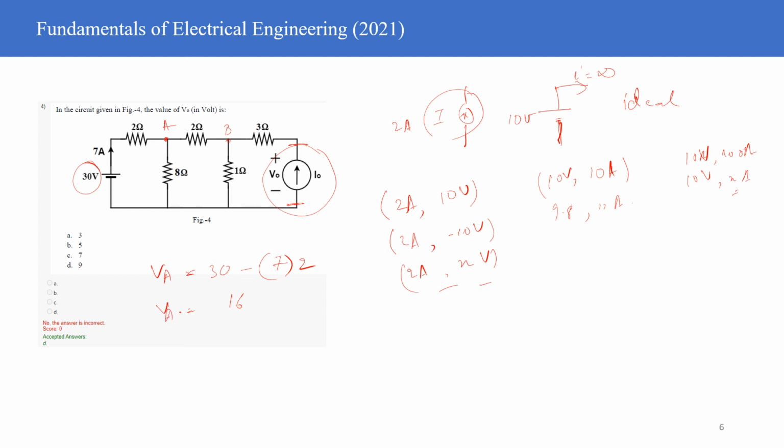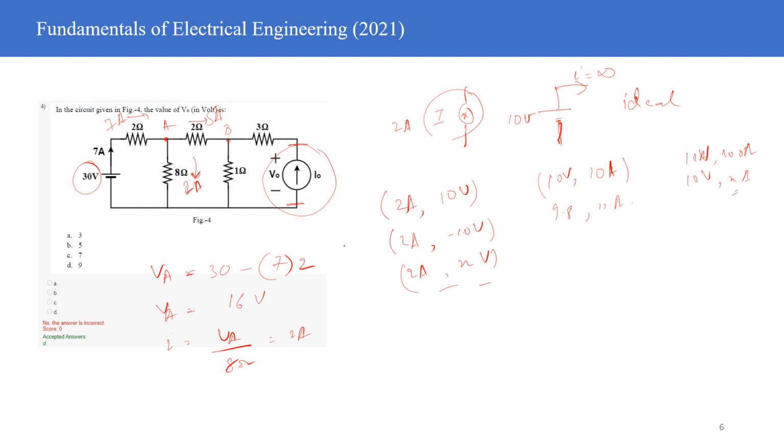So this is VA. How about VB? If VA is 16 volts, then the current I will be equal to VA divided by 8 ohms, which is nothing but 2 amperes. So 2 amperes flows in here. The incoming current was 7 amperes, so what is left is 5 amperes.